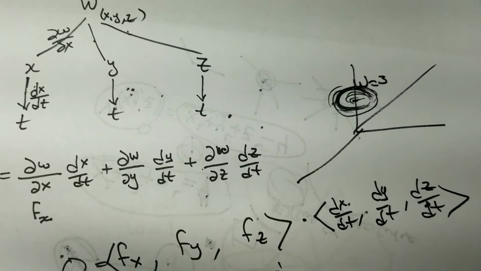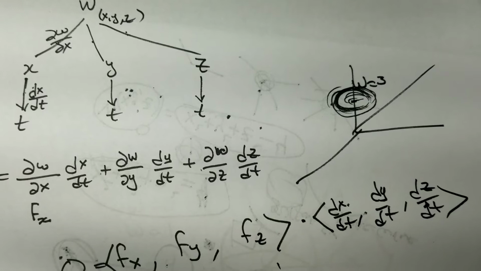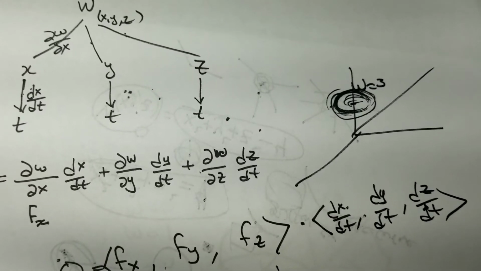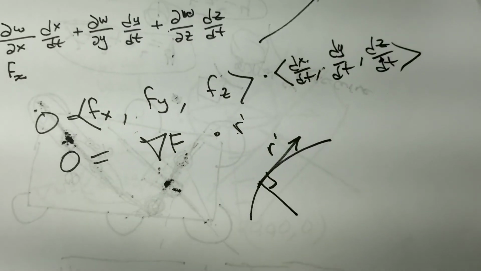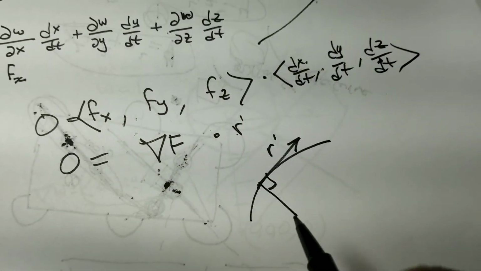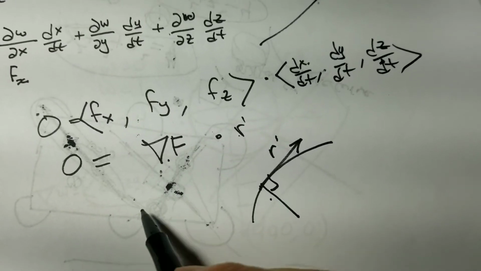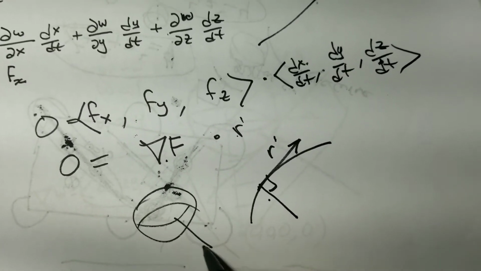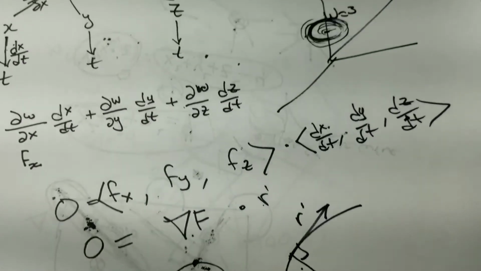Therefore, you better know if this is your level curve, this is your r prime, and your gradient, their dot product is zero, which means these are normal to each other. Therefore, from today, you have to know the gradient is normal to the level curve and is also normal to the level surface. Okay, then let's play a game.